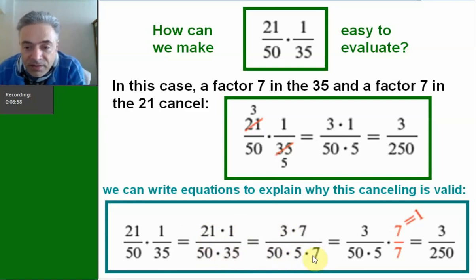Now we can cross 7, right? Because 7 divided by 7 is equal to 1. When you multiply anything by 1, it doesn't change the value. So we can cross 7, and then we stay with 3 divided by 50 times 5. So we still have the same equation. So 3 divided by 250, which is the multiplication of 50 times 5. So we arrive at the same value. This is the explanation of why you can cut the 7, or for that matter, cut 21 and 35 and simplify by 3 and 5.